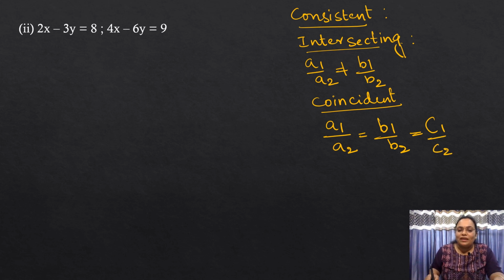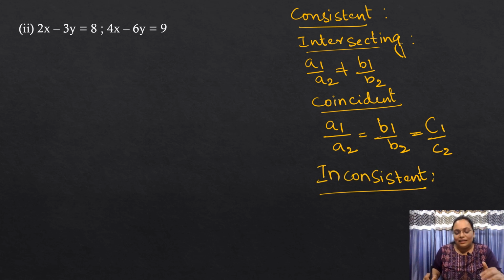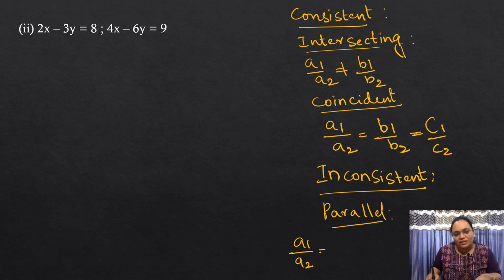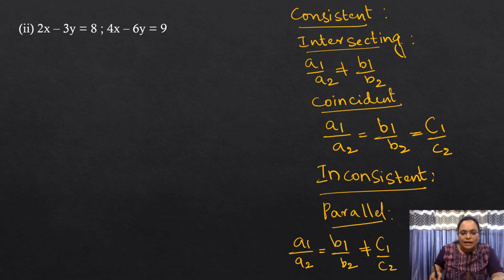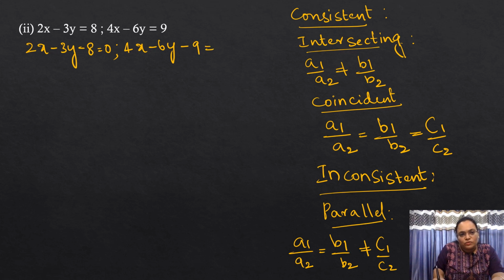Okay. So the next we have inconsistent. If not consistent, it is inconsistent. In inconsistent, we only have one, right? It is parallel. And the condition for parallel is A1 by A2 is equal to B1 by B2 is not equal to C1 by C2. Okay, in the next question, let us write these two equations in the general form, that is 2x minus 3y minus 8 is equal to 0 and 4x minus 6y minus 9 is equal to 0.